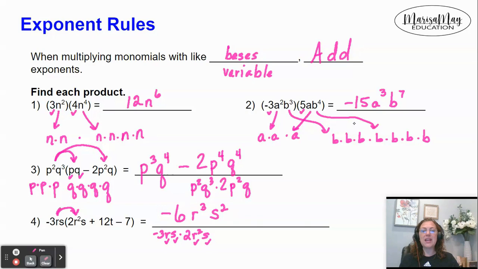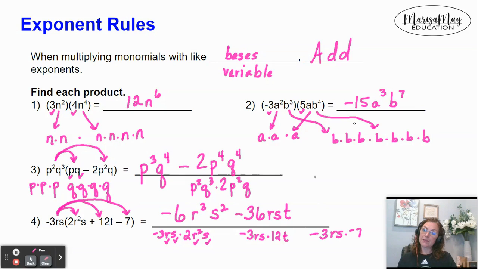Okay, now let's do negative 3rs times 12t. Take a look at what that looks like. Negative 3rs times 12t. So that's going to give me negative 36 when I multiply the negative 3 times the 12. And then I don't have any of these variables that are the same, so I'm going to have to just write them all out. RST. Okay. One more distributing, negative 3rs. We've got to distribute it to negative 7. So we're now multiplying negative 3rs times negative 7. So negative 3 times negative 7 gives me 21 RS. Whew, that's a lot.